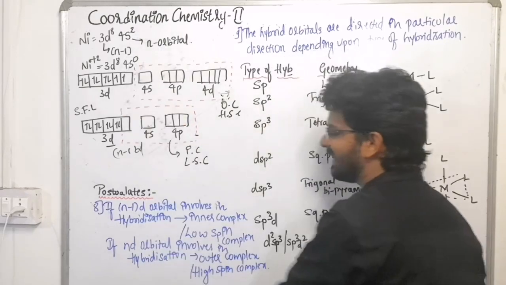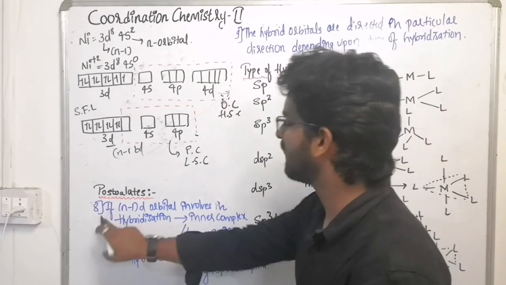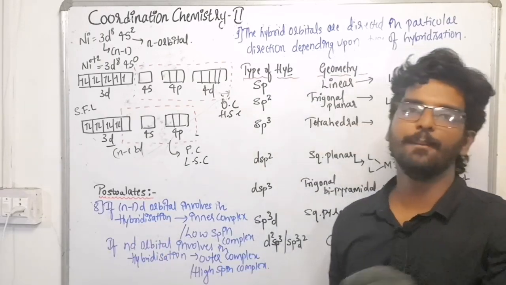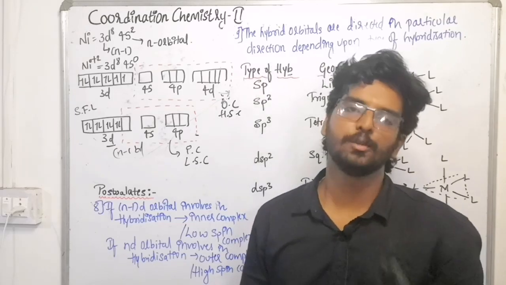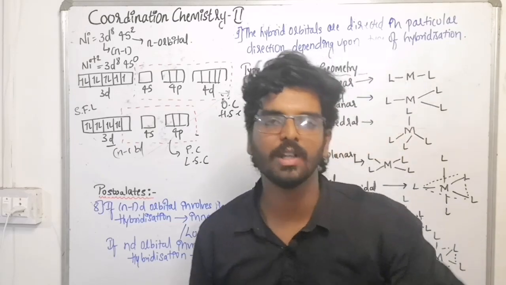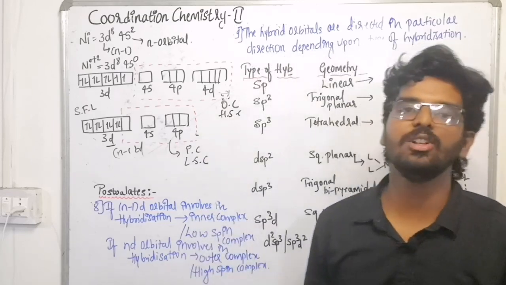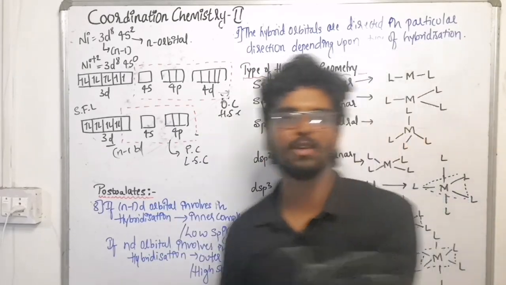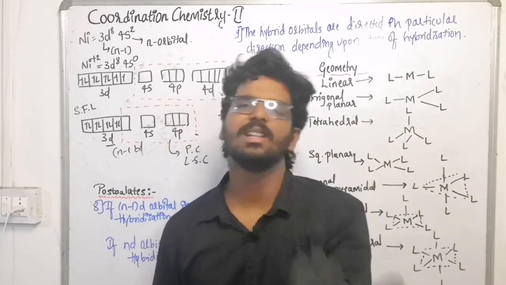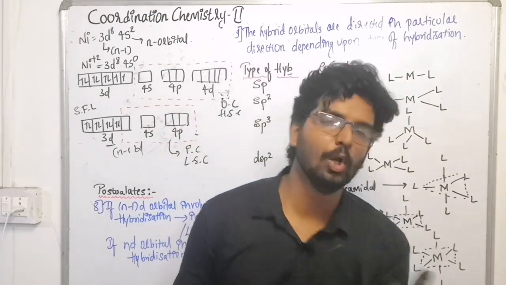So with the help of examples, in the next part we will try to figure out whether the given compound is an inner complex or outer complex, or a high spin complex or low spin complex. So we need to study examples, the coordination complexes. We need to apply this postulate and figure out whether the given complex is an outer complex or inner complex, or a high spin complex or low spin complex.